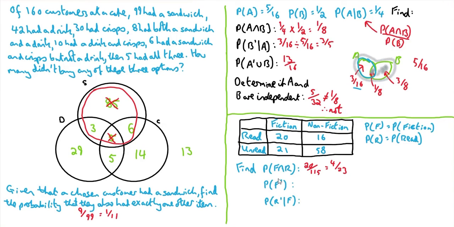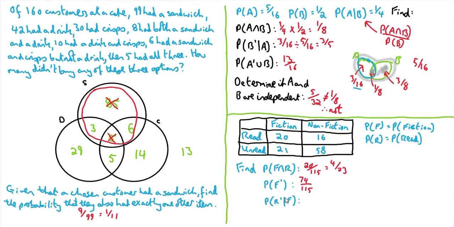Next, for the probability of not F, in other words, the probability that any chosen book is non-fiction, without any relation to whether it's been read or not, it'll again be out of the total of 115. Add these two numbers together to get the total number of non-fiction books, which is 74, and 74 over 115 doesn't simplify, so we'll leave that one as is.